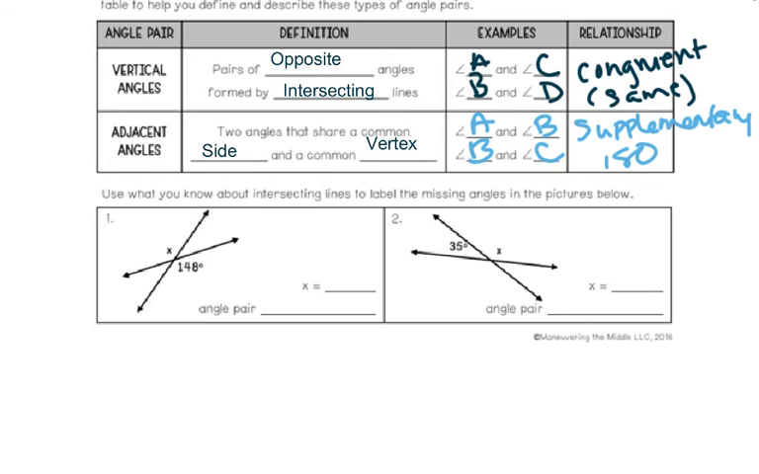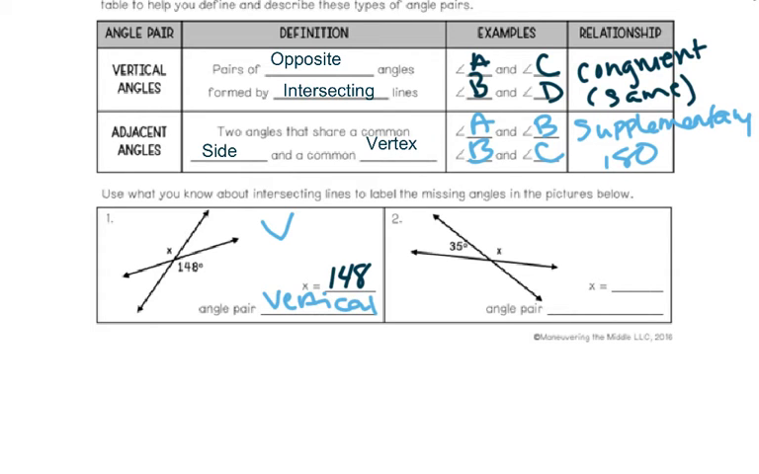So now we're going to use what I know about intersecting lines to label missing angles in the pictures below. So in our first example, I have this angle labeled as 148, and this is an unknown angle. Those angles do not share a common side, but they are opposite of each other, so these are vertical angles. Since they're vertical angles, I know that vertical angles are congruent, or the same measure. So that means that angle X is also going to be 140 degrees. And as I said, these are vertical angles.